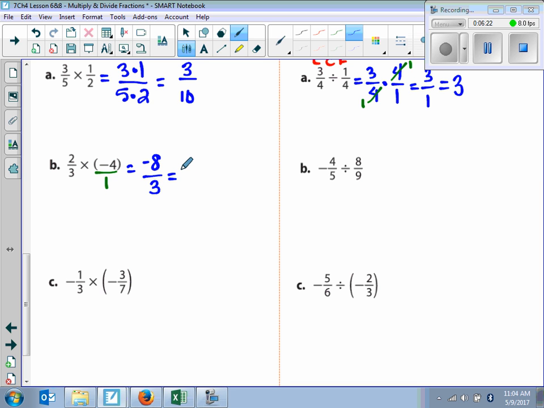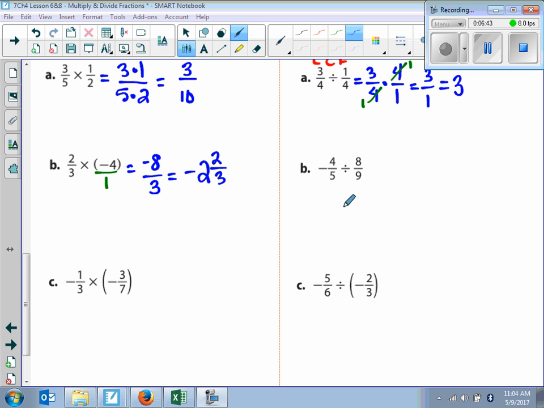And now we'll change the improper fraction back to a mixed number. So the answer is still going to be negative, right? How many times does 3 go into 8? 2 times. With how many left over? So that's going to be 2 and 2/3, negative.